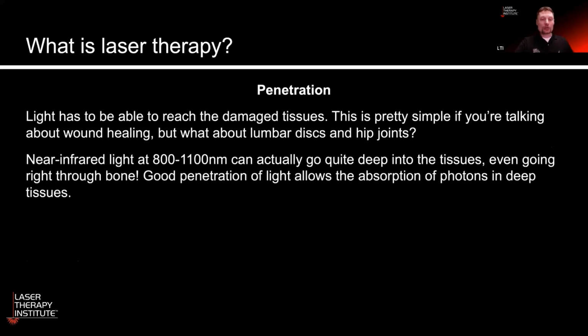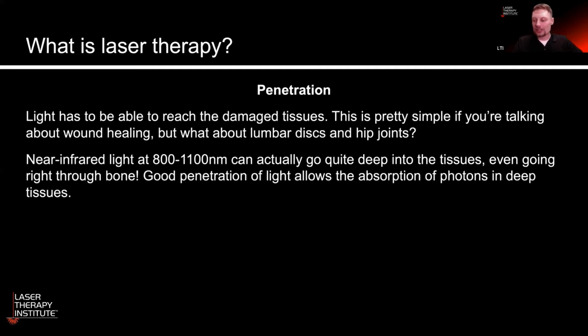Now, we know that near infrared light in the 800 to 1100 nanometer spectrum can go pretty darn deep into the tissues, and even right through bone. And if you can get that deep, then you can get the absorption you need to have deep tissue effects. Again, this is a specific range of light. This is not just any light.